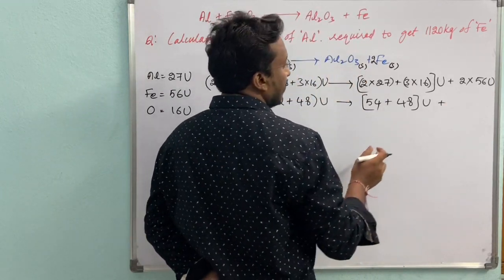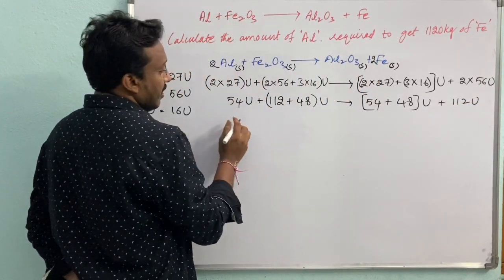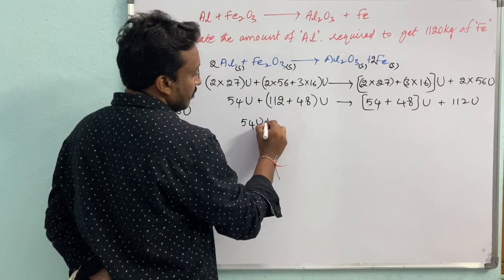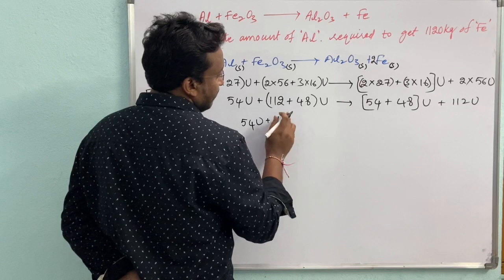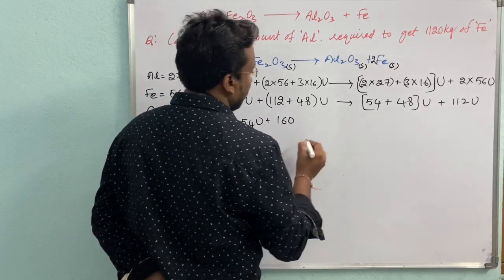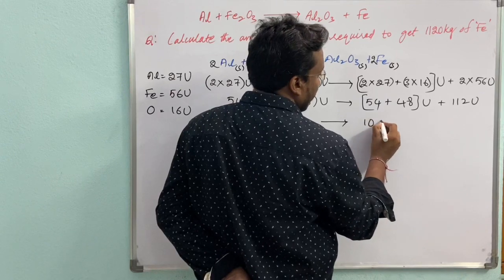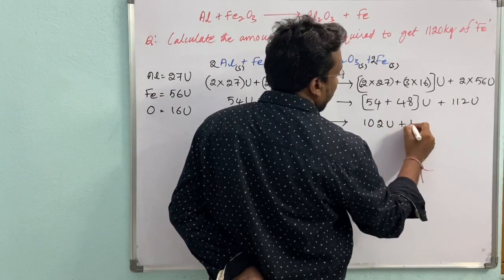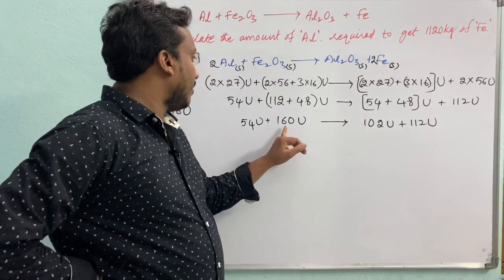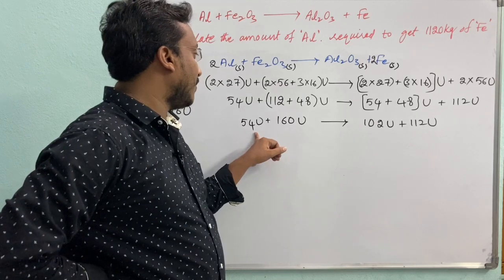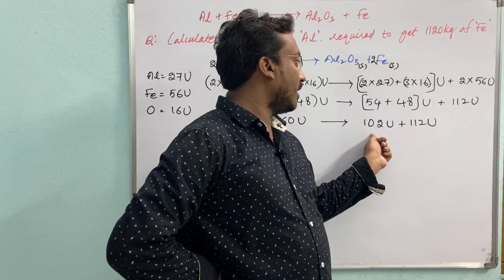Here 2 27s are 54, plus 3 16s are 48 gives 102, plus 2 56s are 112. Then the total mass: 54 plus 48 is 102, and 102 plus 112 is 214 unified mass. Here also, 214 unified mass.